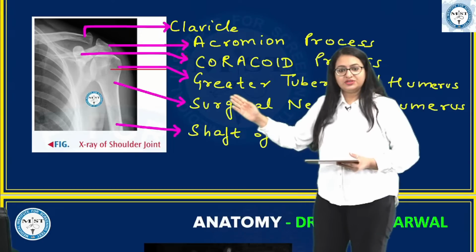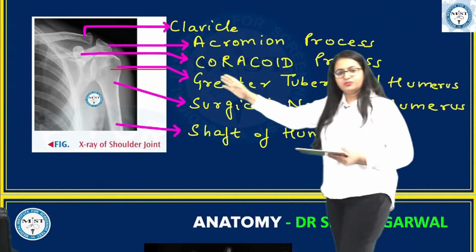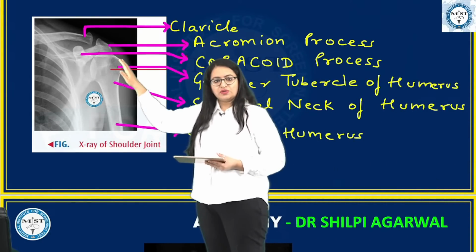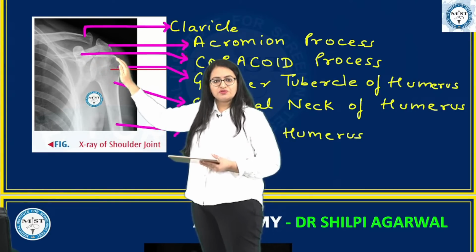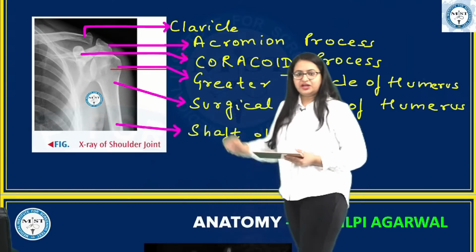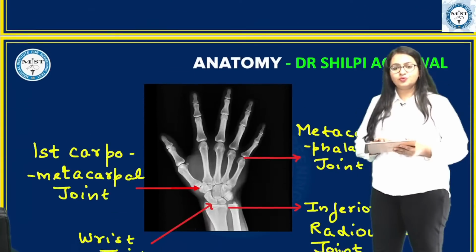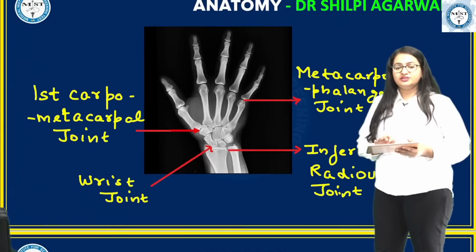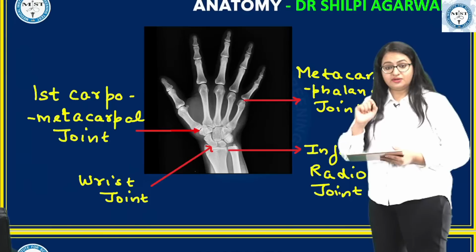Then in the humerus, greater tubercle of humerus, whatever prominence you are seeing on the outer side over here, this one. Okay, over here this is the head, but when you see this prominence over here, this is the greater tubercle. Then surgical neck and shaft of the humerus. Very, very important landmarks, easy to answer, scoring questions, and there is no scope for error. Okay, there should be no error in this, keep this in mind.